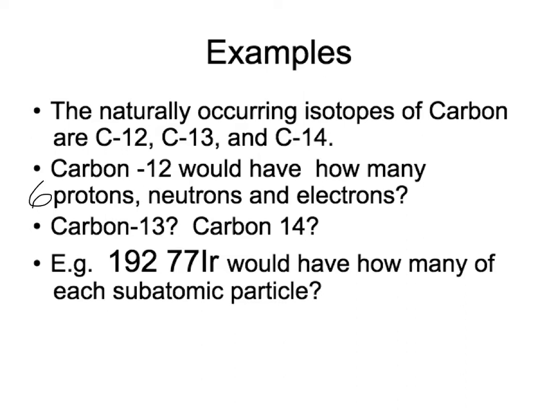If it's going to be carbon-12, 12 minus 6 would give us 6 neutrons. And if it's neutral, and we haven't talked about anything not being neutral so far, it would have 6 electrons, so it's neutral. Protons and electrons being positive and negative, respectively.